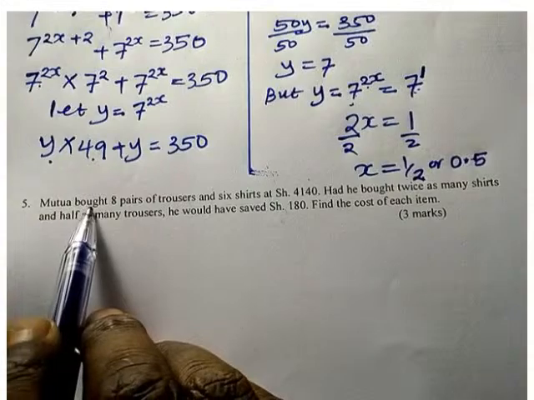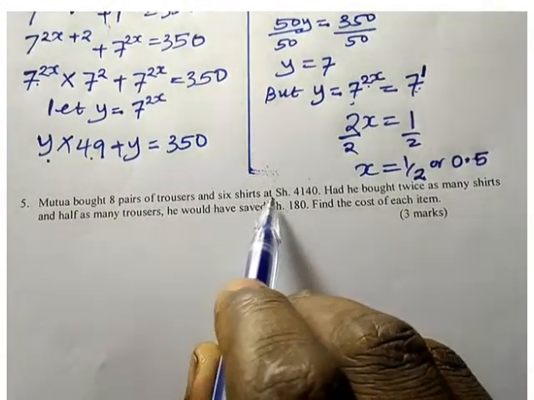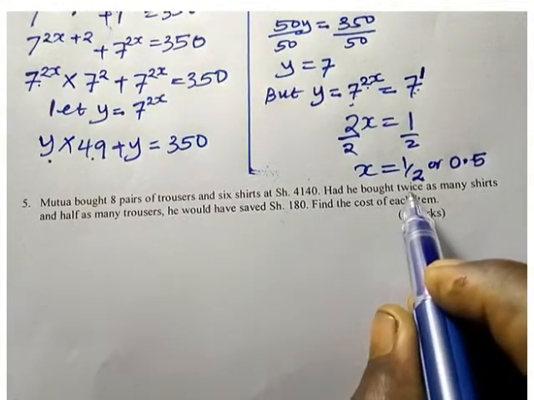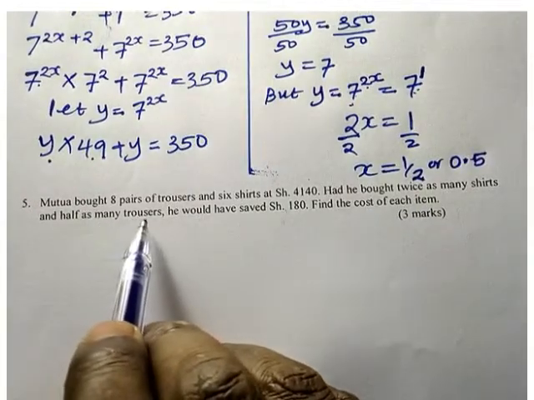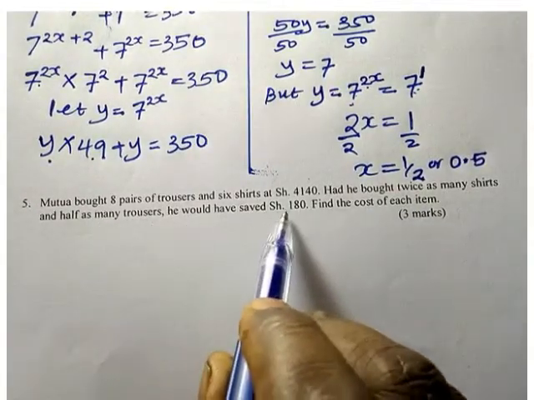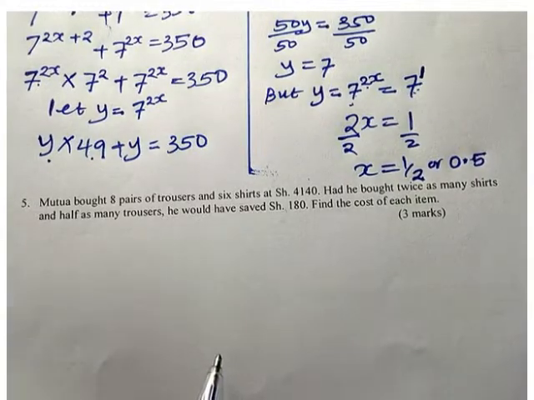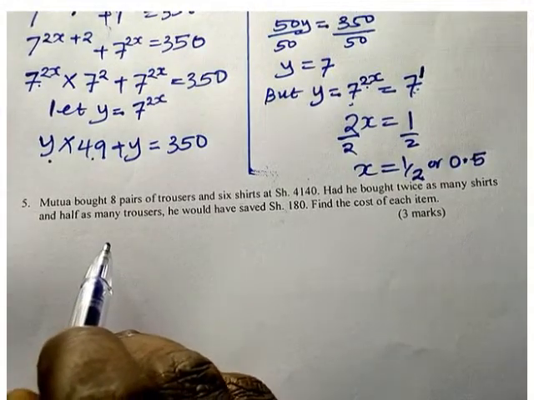Mutua bought 80 pairs of trousers and 6 shirts at Kenya shillings 4,140. Had he bought twice as many shirts and half as many trousers, he could have saved Kenya shillings 180. Find the cost of each item. So let T represent trousers and S represent shirts.